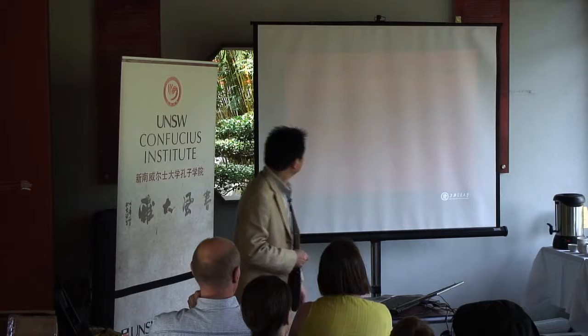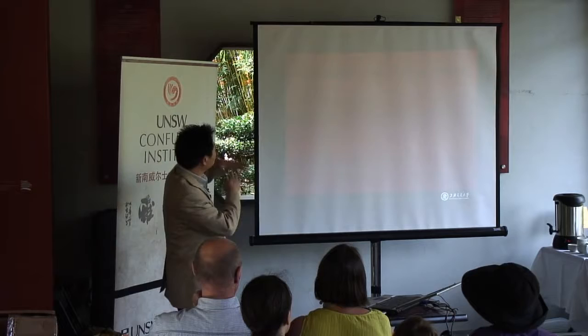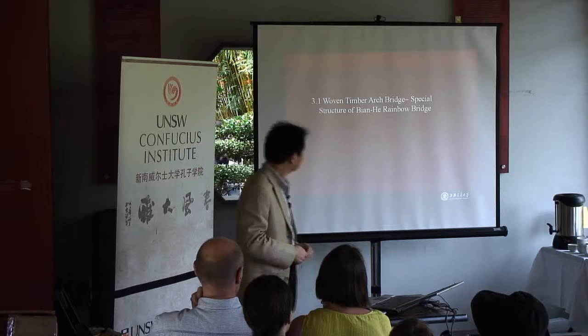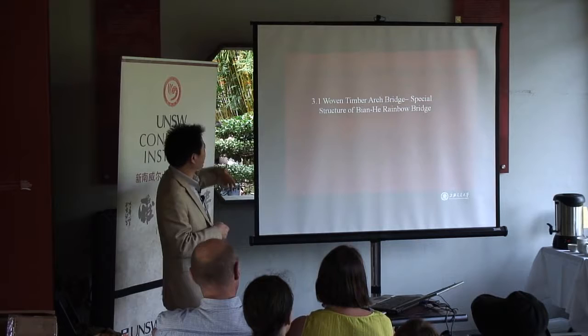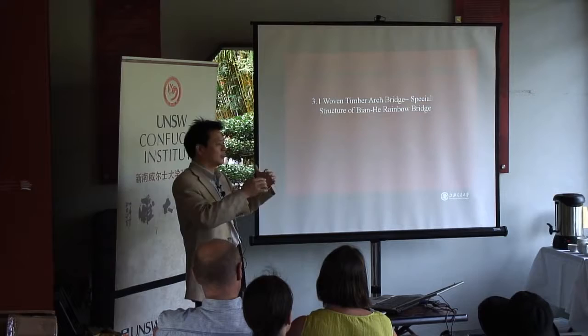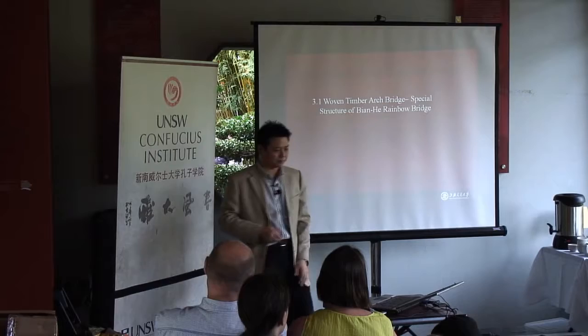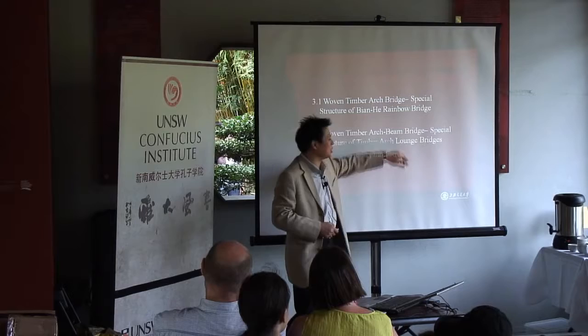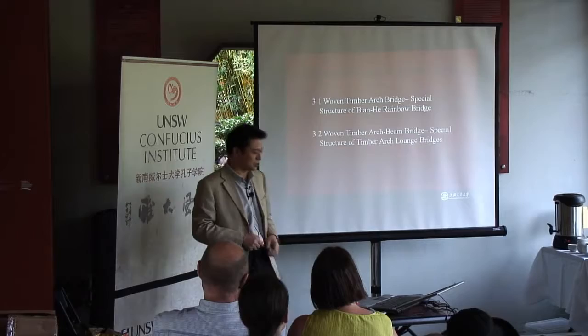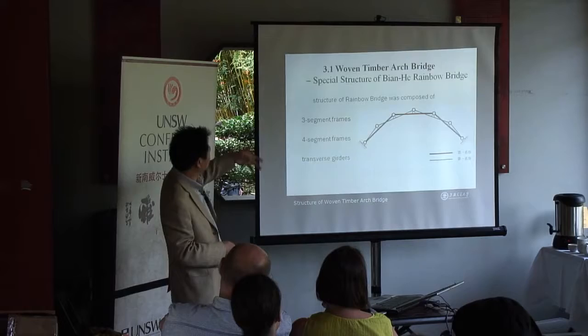I want to discuss the wonderful structure of the bridge, how to make it. We just look at the bridge. Actually, there are two different structures. One is a woven timber arch bridge, like the Bianhe River Bridge. The other one is the timber arch beam bridge. The other special structure is the timber arch long bridge. Yeah, we have a look at the first kind of structure.